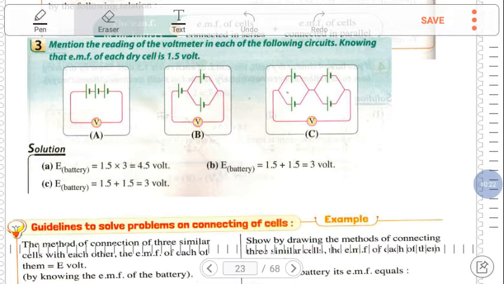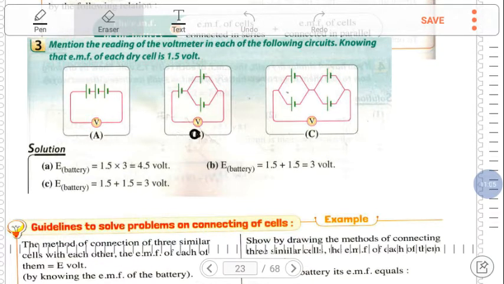In this example, we have different forms of connection in three circuits. In the first circuit, A, we have the connection in series, so all the cells are connected in series with the voltmeter. The electromotive force of the three of them is the summation of each of them. So E battery, the electromotive force of the battery, equals 3 batteries times 1.5, so it's 4.5 volt.